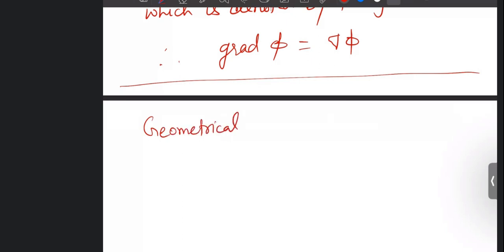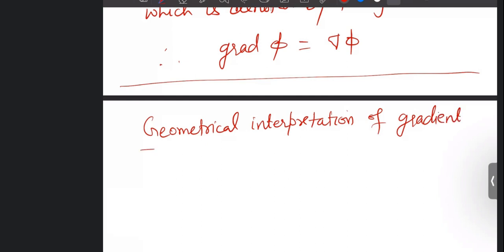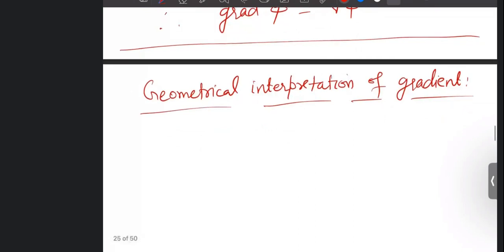Geometrical interpretation of gradient. Why do we need to find the gradient of phi, this nabla of phi? That means geometrically, what does it give?